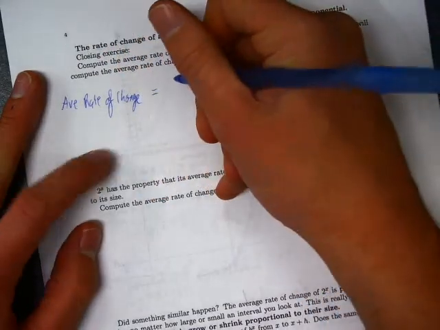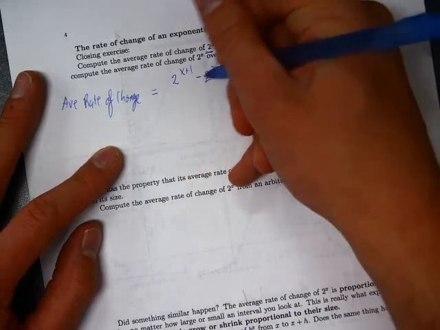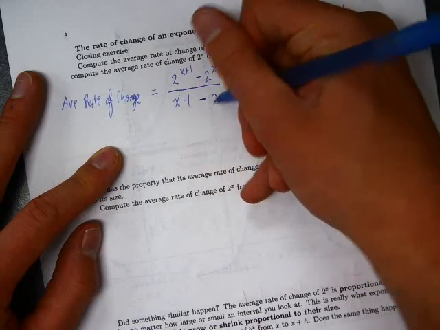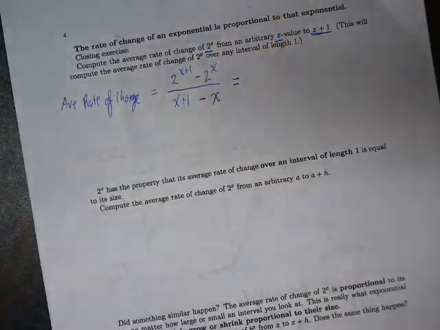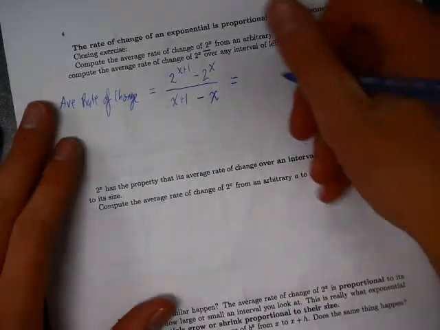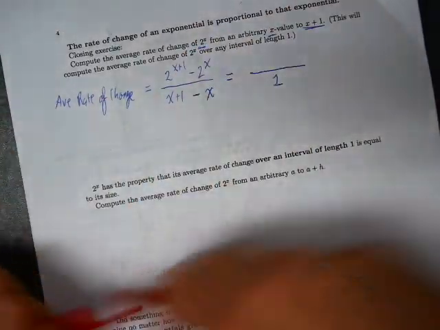So that means the average rate of change should be 2 to the x plus 1 minus 2 to the x, divided by x plus 1 minus x. Fair enough. Let's try to simplify that down and see what happens. What is the denominator of this fraction equal to? Just 1. That's right. x plus 1 minus x is 1.